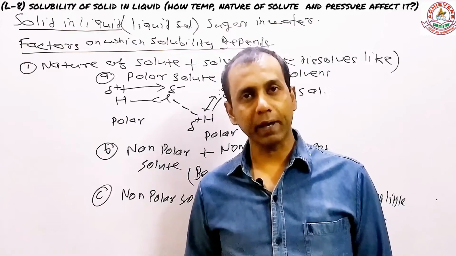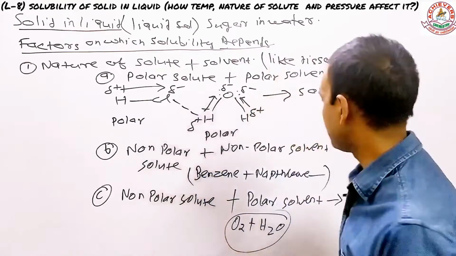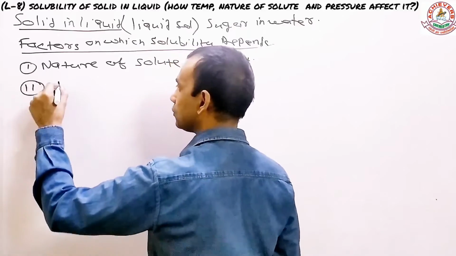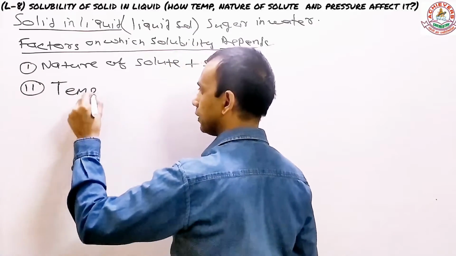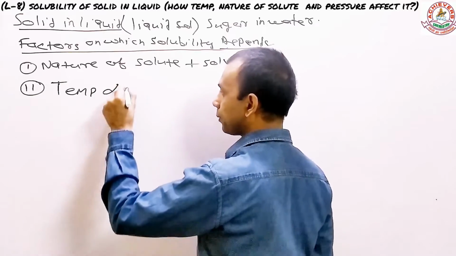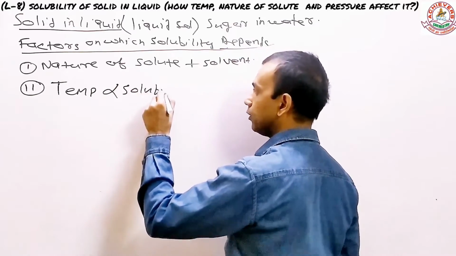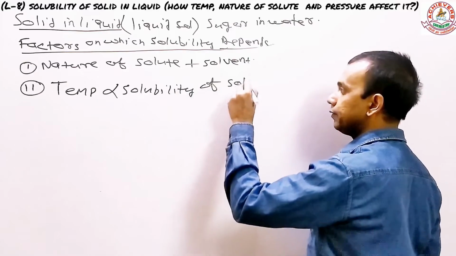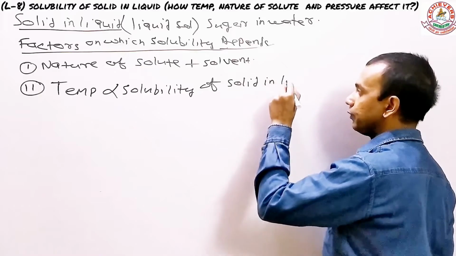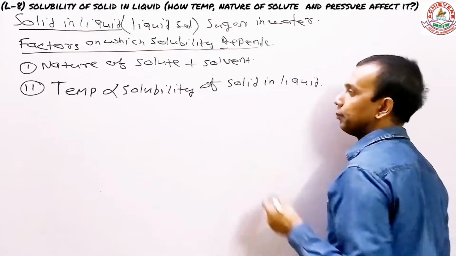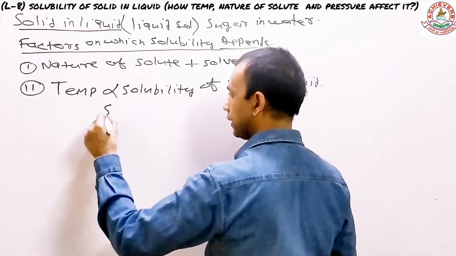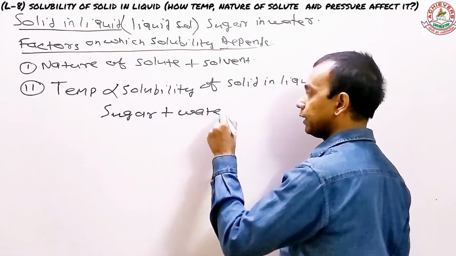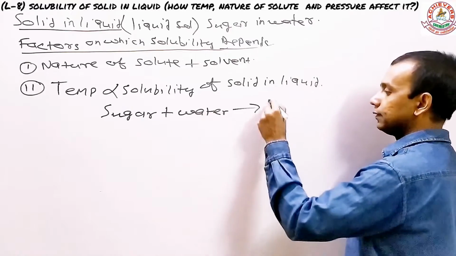Now let's talk about the second factor, which is the temperature, right? This is very important. So the second factor we have is temperature, right? So temperature is directly proportional to solubility of solid in liquid. And the very common example you do remember, and as well me here, is the sugar in water, to make thick sugar syrup.